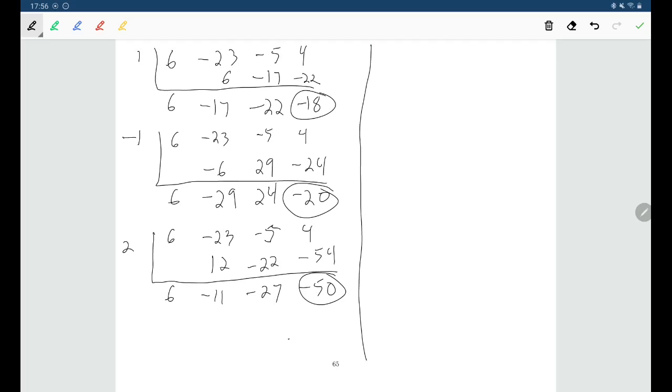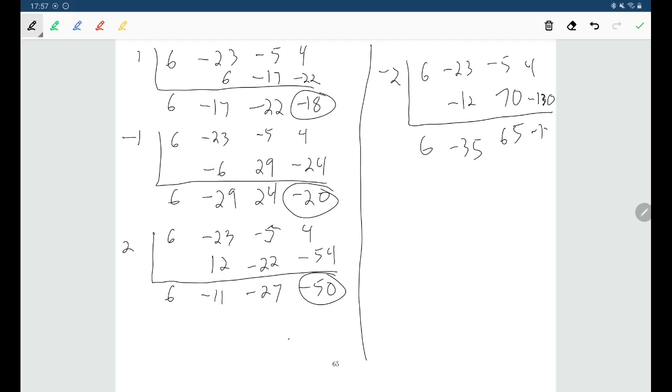Let's try -2. So we multiply, and then we add. We multiply, and then we add, and then we multiply. Ooh, I don't know if I'll be able to fit this in. There we go, sort of. And then we add. And that's not 0, so there we go.